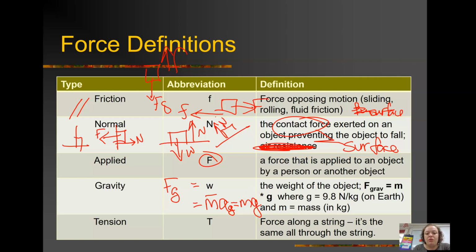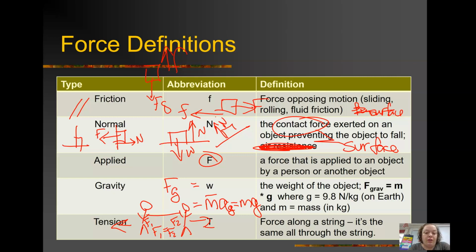The last one I'm going to mention right now is tension. And tension is the force along a string. So your stereotypical tug of war. All right, so if this guy's pushing this way and this guy's pushing this way, the force here is equal to the force there because it's tension, and the tension is the same all the way.